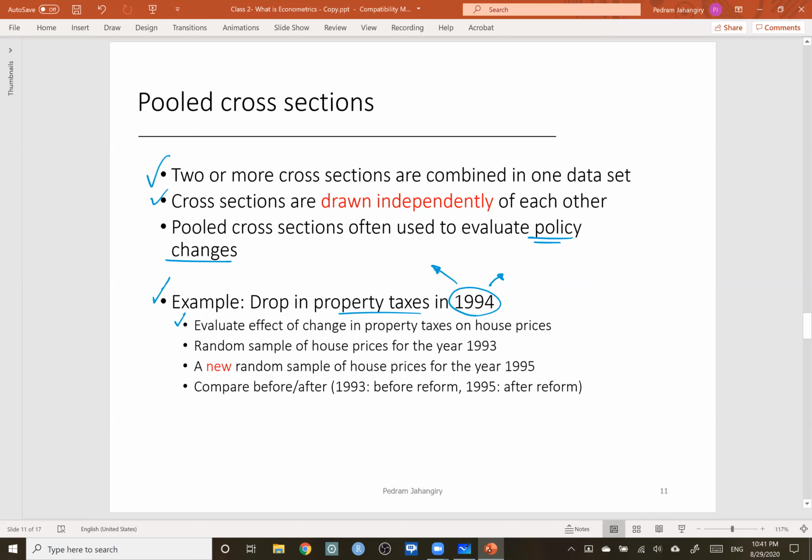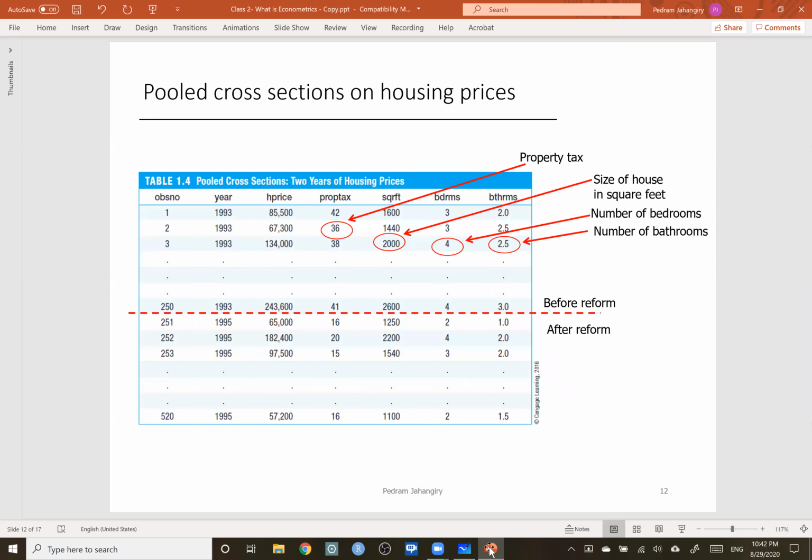We take a random sample of house prices for the year 1993, and a new random sample of house prices for the year 1995, right? Again, the policy was enacted in 1994, so let's look at the data in 1993 and 1995. And we compare it before and after that policy date, right? So let's look at the data.